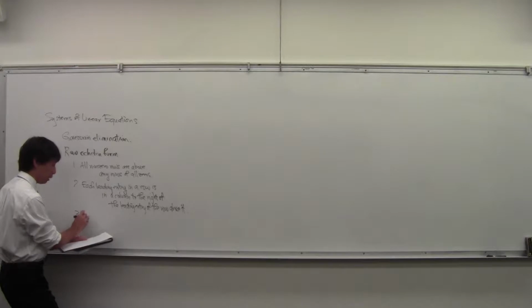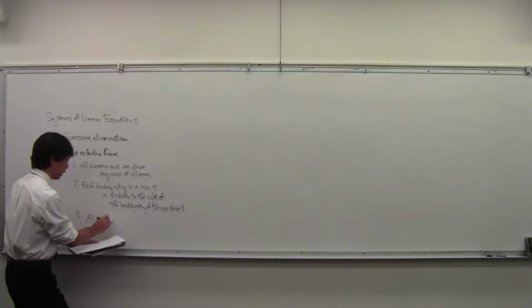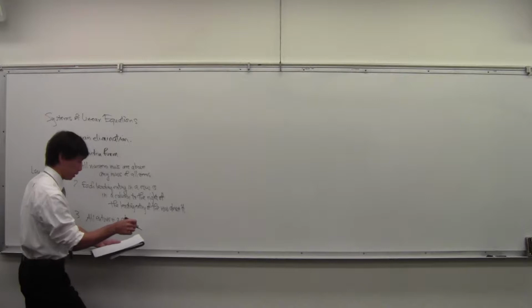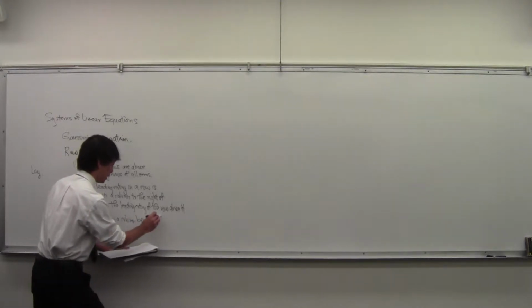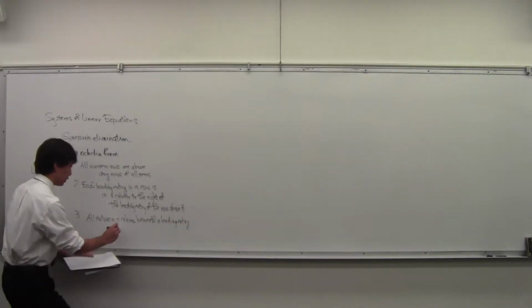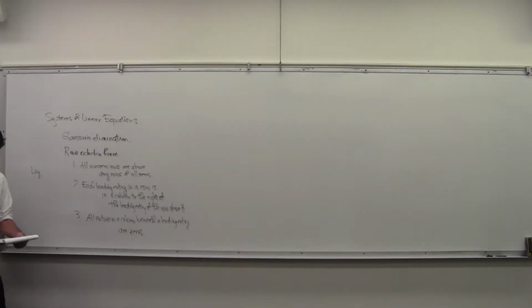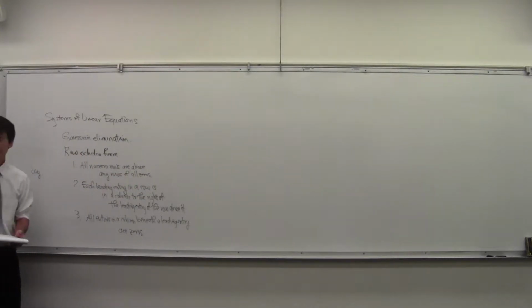And three, all entries in a column beneath a leading entry are zeros. Okay, let me just pause while you guys write. Looks like people are ready.